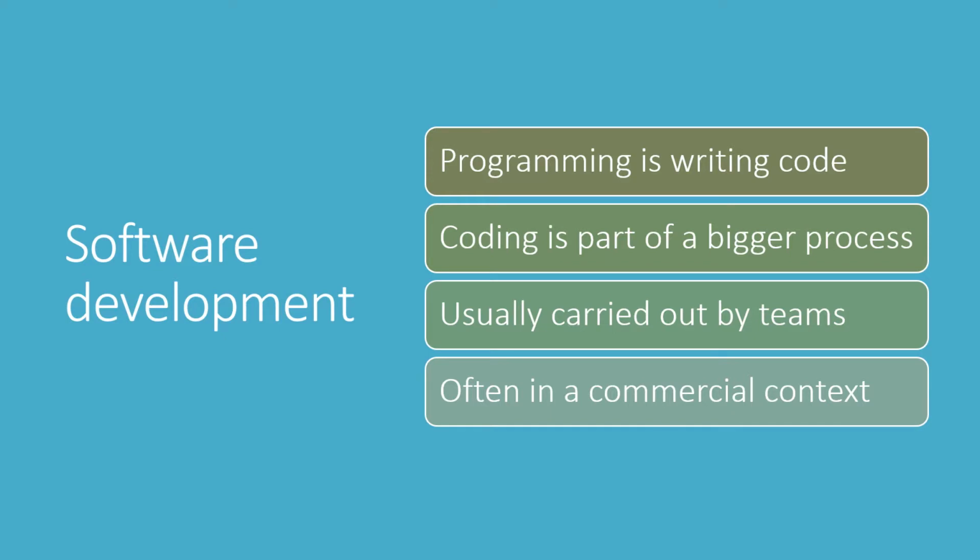Software development means producing software that is ready to go to market, in other words, to be used by users, purchased, downloaded. Programming is part of that process, so that's actually writing the code. In the modern age, most programming is done by a team of coders working together, and it's often done in a commercial context where the aim is to produce software which can be offered for sale.